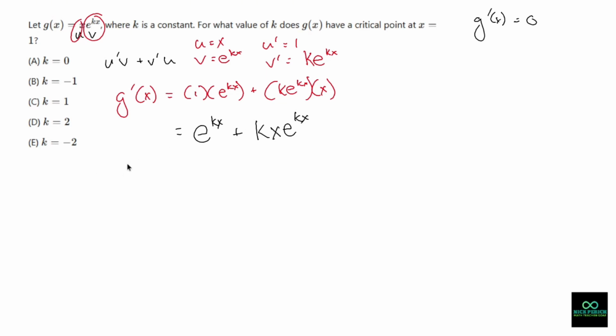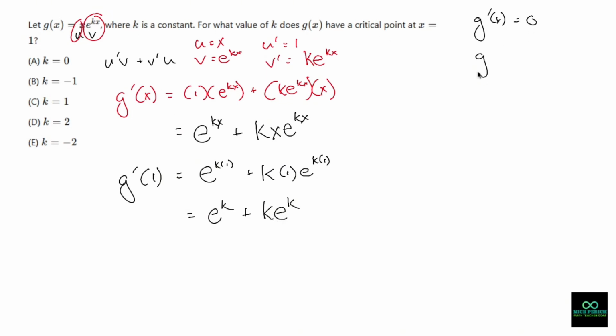Now, g prime of 1 has me substituting 1 for every x. So e to the k times 1 plus k times 1 e to the k times 1. So e to the k plus k e to the k. Now I want to set g prime of 1 equal to 0.